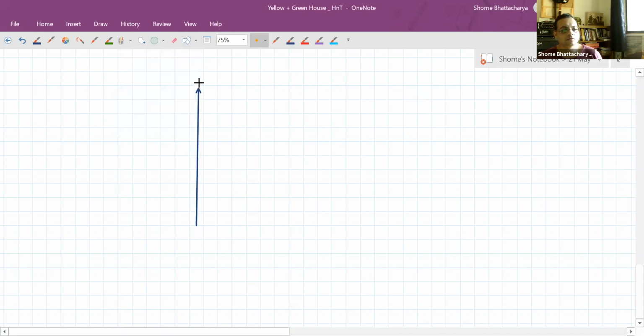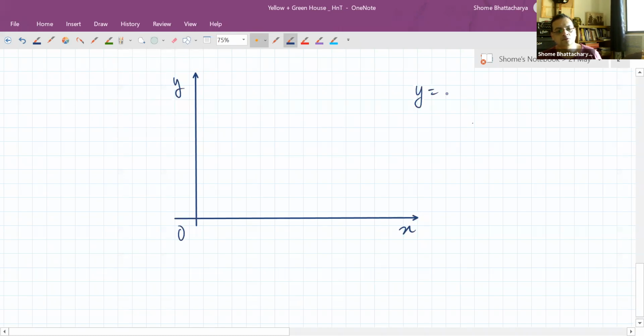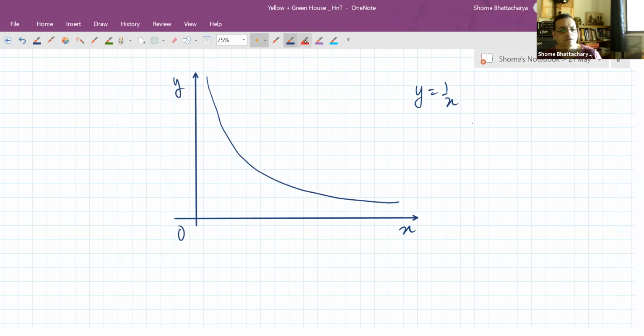So see, what does the graph of, for example, if I have a function y equal to 1 by x, how does the graph of that one look like? Looks like a rectangular hyperbola like this. Okay. If I replace this with y is equal to some constant, like let's say 10 divided by x. Okay. So in comparison, still what it will look like? It will look like this kind of a graph only.